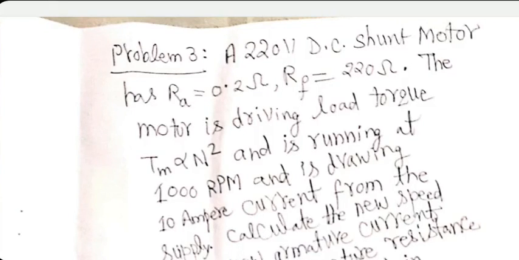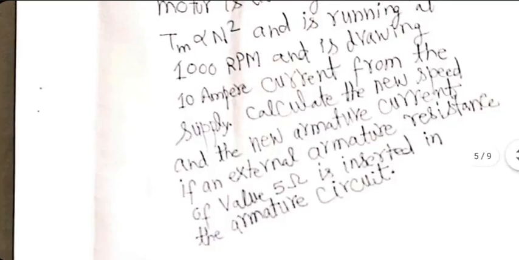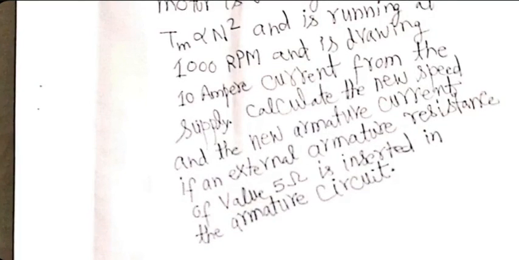A 220 volt DC shunt motor has RA equal to 0.2 ohm, RF equal to 220 ohm. The motor is driving load torque Tm proportional to N square and is running at 1000 RPM. This is one of the NPTEL problems which I looked at and I was able to solve it, and I found a mistake in NPTEL document actually. It is running at 1000 RPM and is drawing 10 ampere current from the supply. Calculate the new speed and the new armature current if an external armature resistance of 5 ohm is inserted.